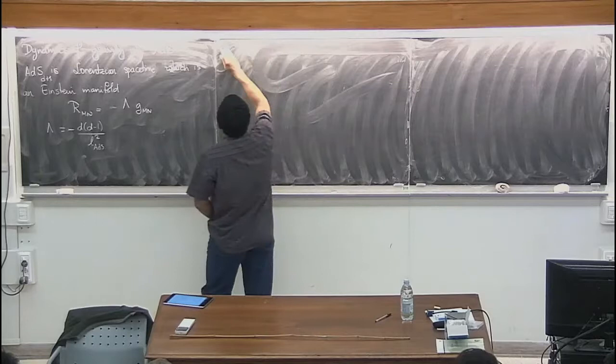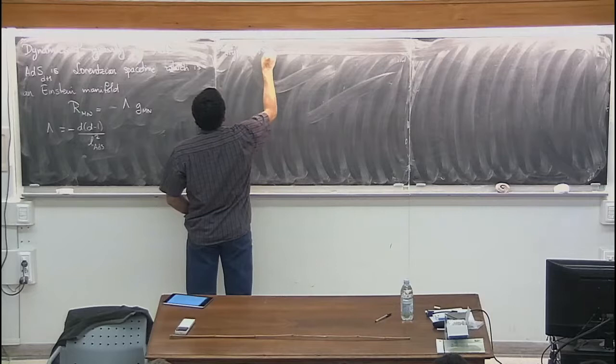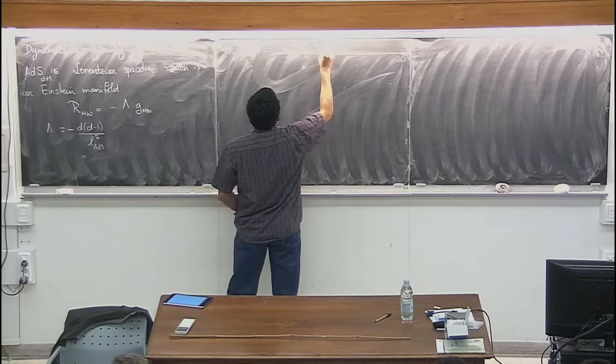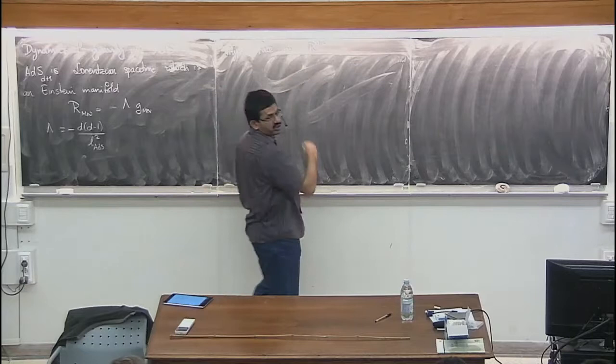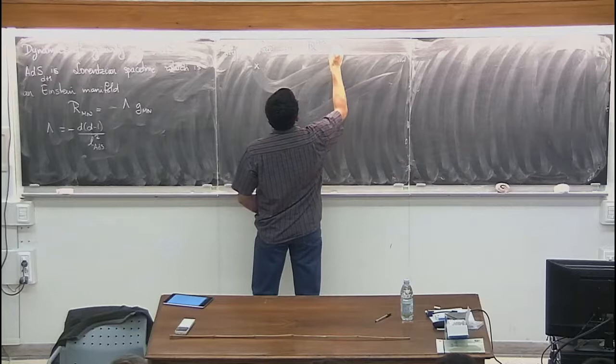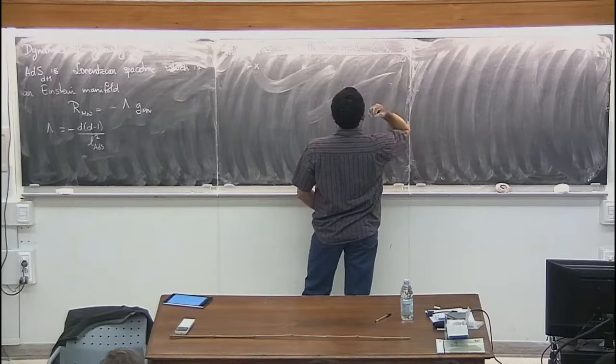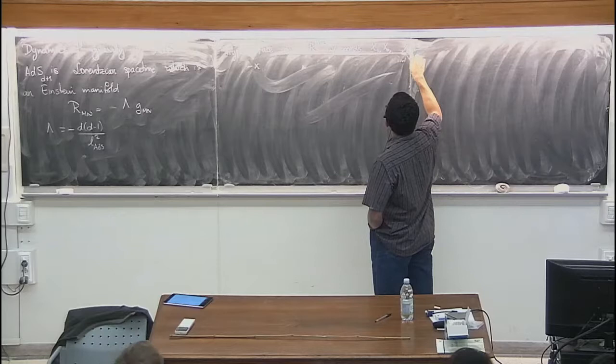And as a manifold, you can think of it as a hypersurface embedded in one higher dimension with funny signature d comma 2. So here's the hypersurface. If coordinates are x minus 1, x 0, up to x d, then the hypersurface equation is this. It's a hyperboloid.